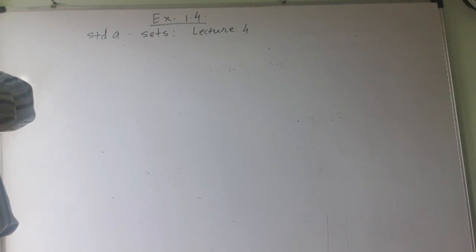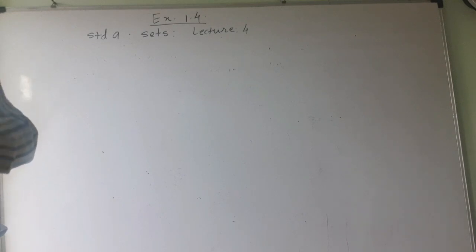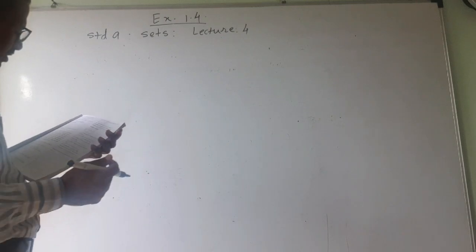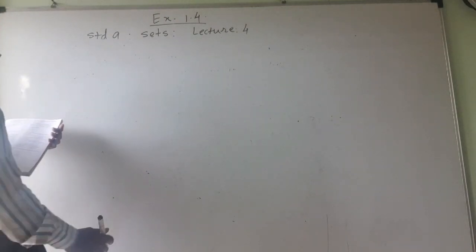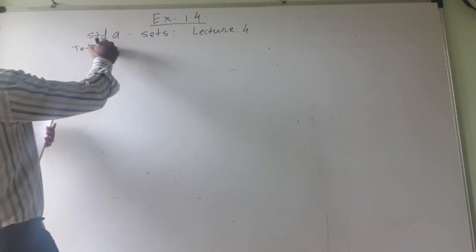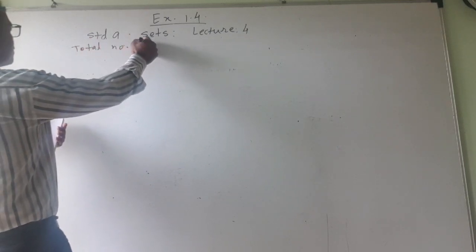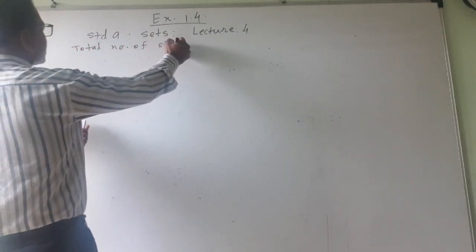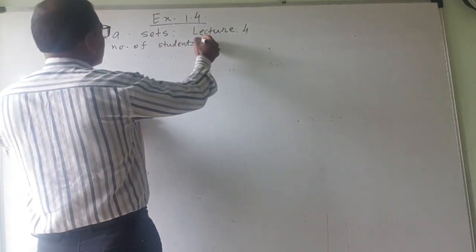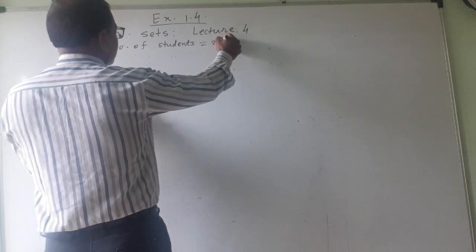So, fourth sum, a survey was conducted to know the hobby of 220 students of standard 9. Means total number of students is equal to 220. This is given.